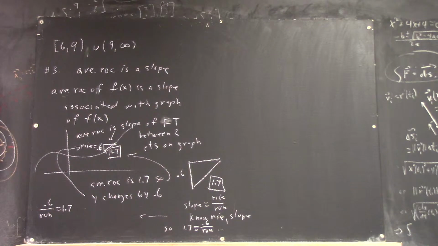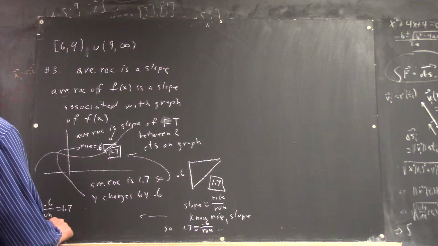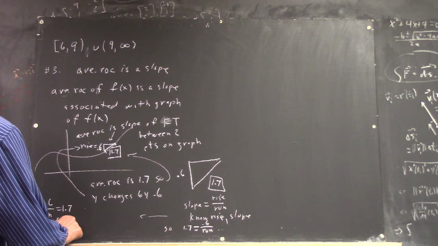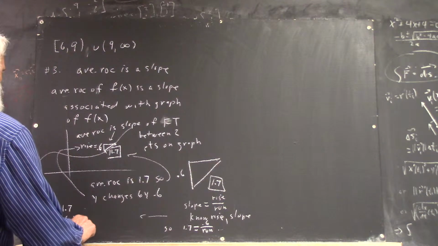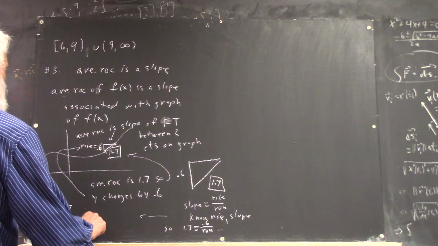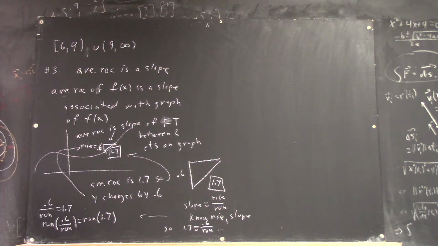Denominator. What do you do if you have a denominator? Multiply it out. Multiply both sides by the denominator. Multiply it out, I know what you meant by that, but that's a little too vague if people don't remember. So you do run multiplied by 0.6 over run equals run times 1.7.